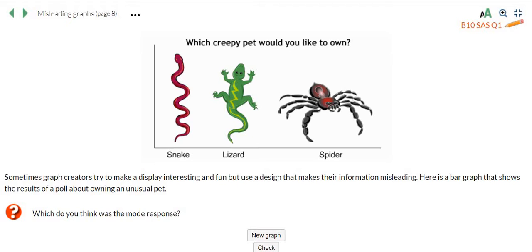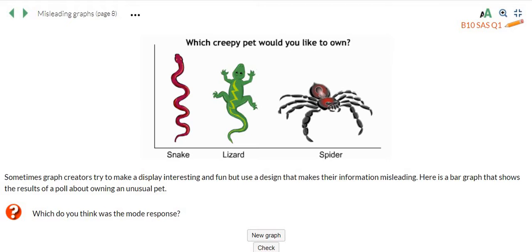All right. So we're continuing our discussion on misleading graphs. And I have a cute little graph here with some animal critters. I can have graphs that have different shapes on them. That is okay. But there's something else misleading about this graph.